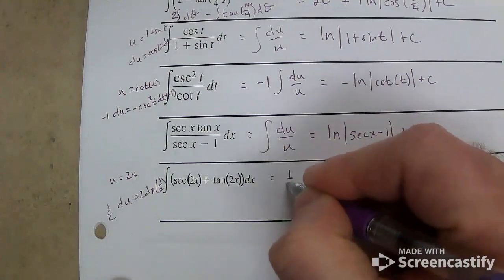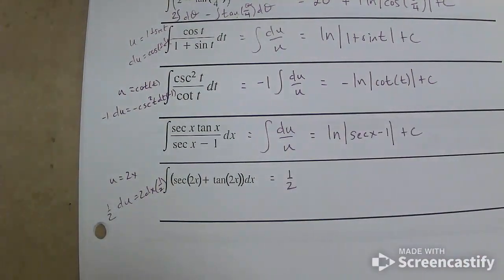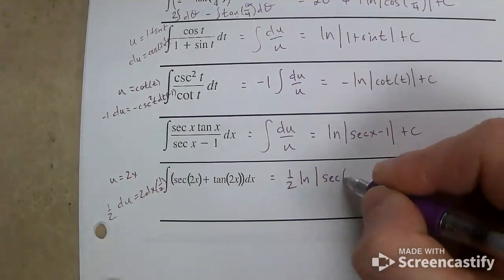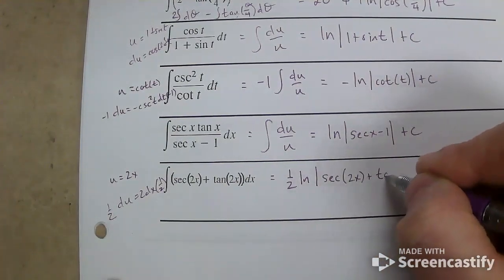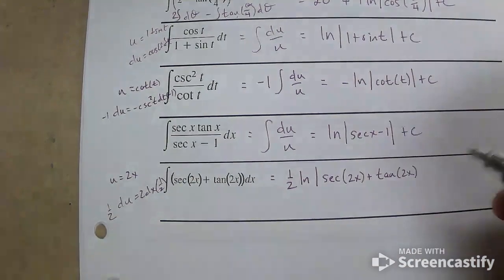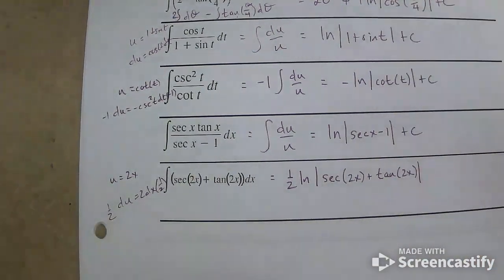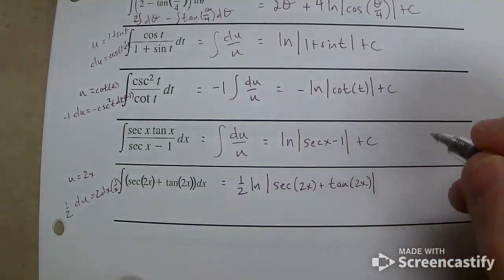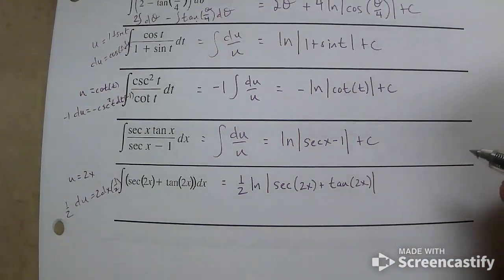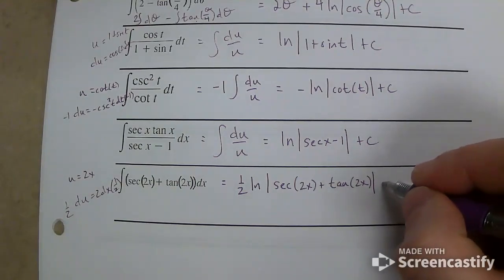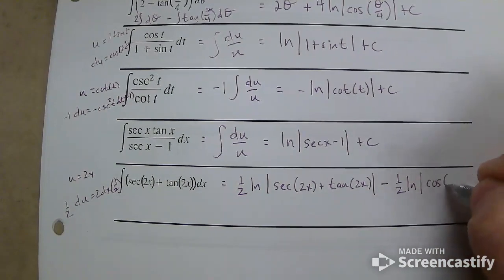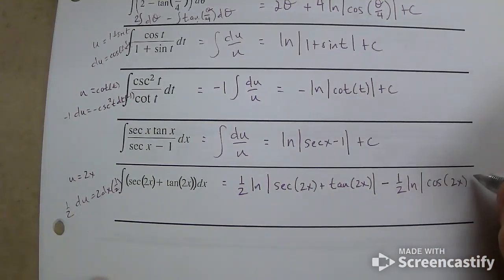So there's going to be 1/2, and the integral of secant is going to be your natural log of secant u, which is 2x here, plus tan u, which is 2x. And then it'd be plus c if it was a single antiderivative, but I got that tan part. So then this is going to be the antiderivative of tan is negative natural log cosine. So this would be minus 1/2 natural log of cosine u, which was 2x, plus c.